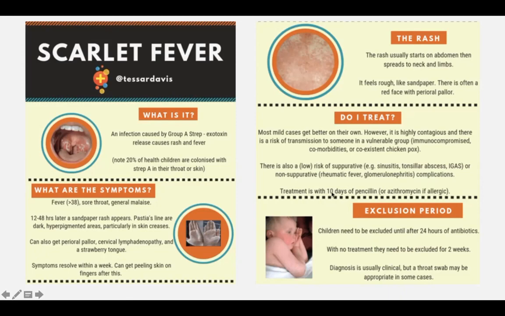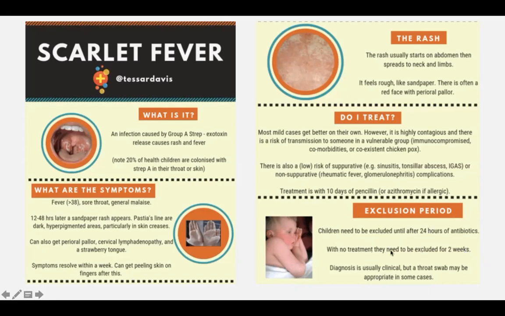Treatment is with 10 days of penicillin, or azithromycin if the patient is allergic to penicillin. And exclusion periods: children need to be excluded for 24 hours after starting antibiotics. So when you start antibiotics, you need to get the child isolated or excluded from public areas or other children for 24 hours.